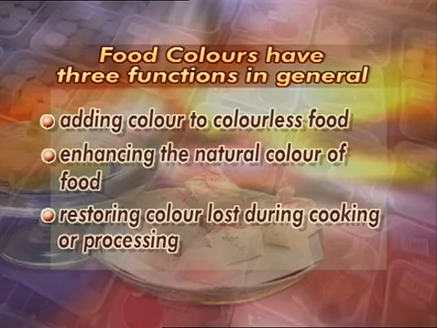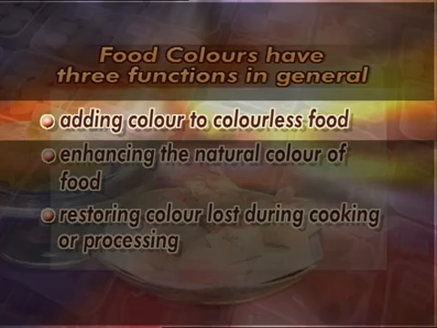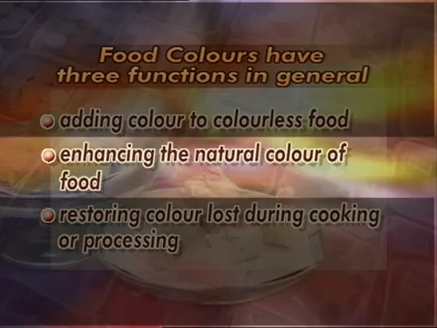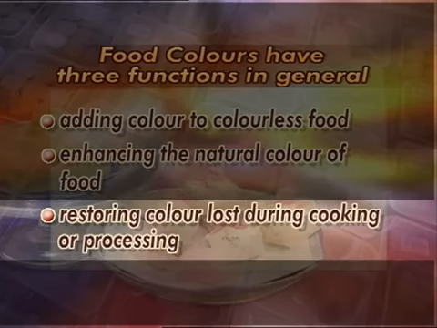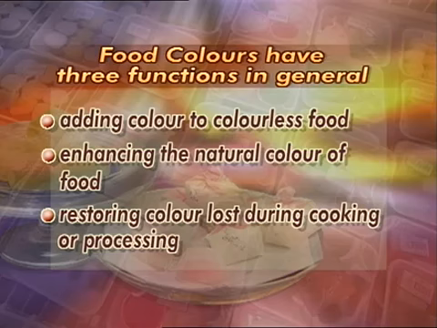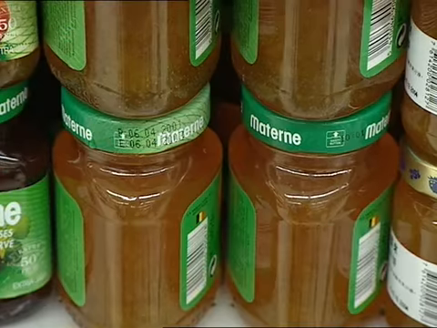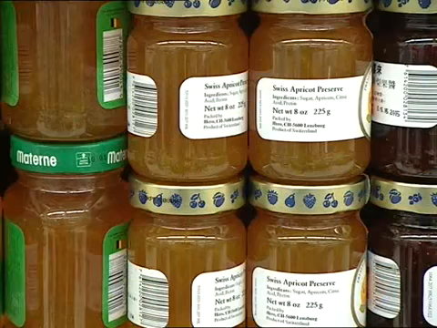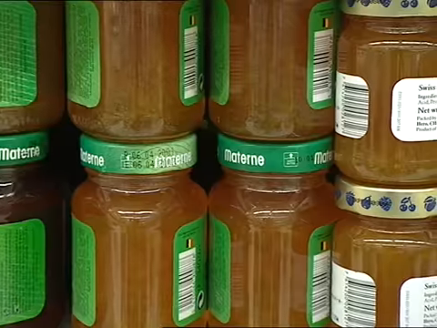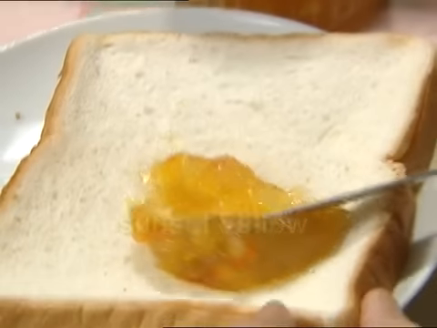Food colours have three functions in general: adding colour to colourless food, enhancing the natural colour of food, and restoring colour lost during cooking or processing. Look at these bottles of jam. When they're crushed, the fruit loses its natural colours. Colouring matter is thus added to enhance the colour. One kind of colour, known as sunset yellow, is added to certain types of jam.